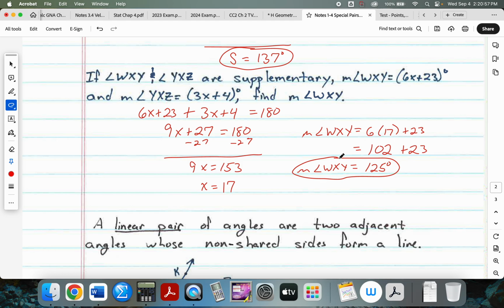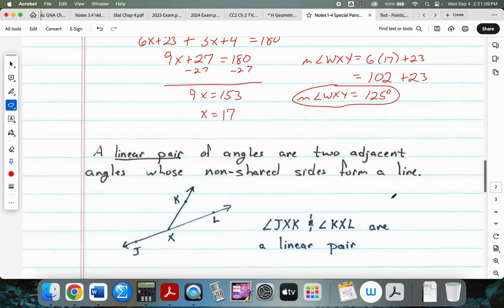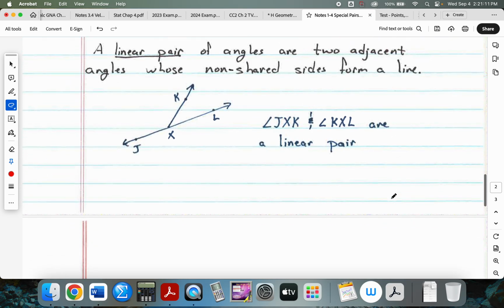So adjacent, next to each other, just like my room and Mr. Bauer's room, they share a wall. Complementary and supplementary, you've done that before, that should be review. Now some new terms. A linear pair of angles. A linear pair of angles are two adjacent angles, so they have to be right next to each other, whose non-shared sides form a line.